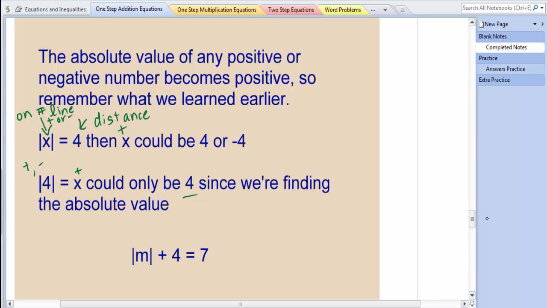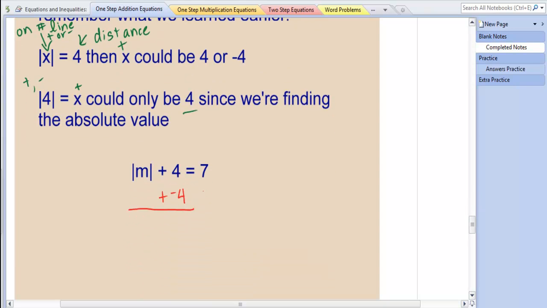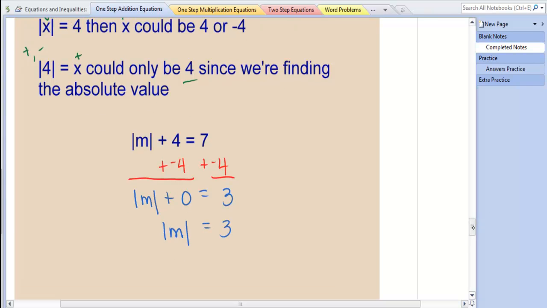So if we have an equation like the absolute value of m plus 4 equals 7, we're going to start solving this equation like we normally would, using our opposite property. We'll deal with the absolute value part last. So we're going to add the opposite of 4 so that we get the absolute value of m by itself. And since we add that negative 4 to the left-hand side, we have to add it to the right-hand side as well. So we end up with the absolute value of m plus 0 equals 3, or the absolute value of m equals 3. Now we can solve this.